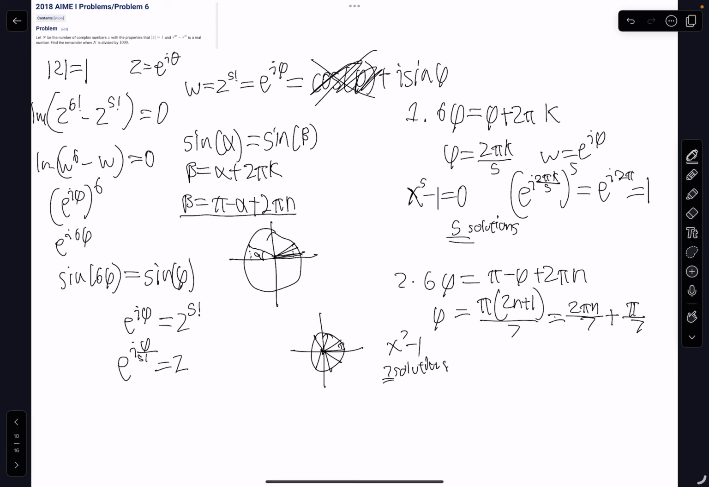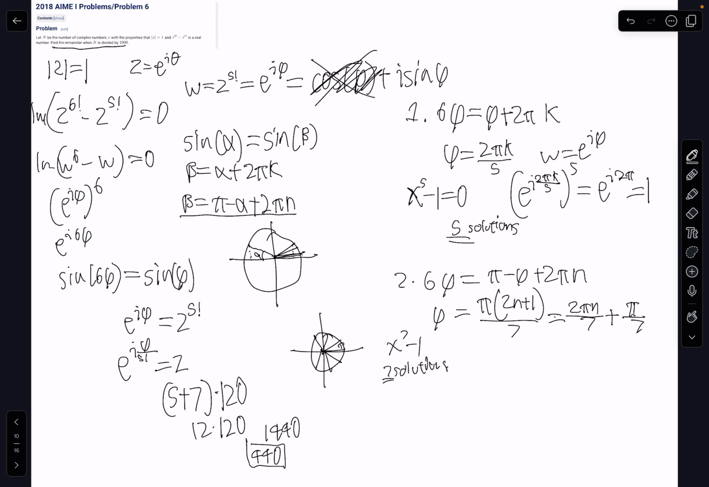Because you're basically subdividing the angle phi into 120, right? So let's say you have 5 solutions for W that work here. You can now multiply that by 120, and those will all work, right? So now you have 5 plus 7 times 120. So that's 12 times 120, 1440, and taken mod 1000, our answer is 440. And we are done.